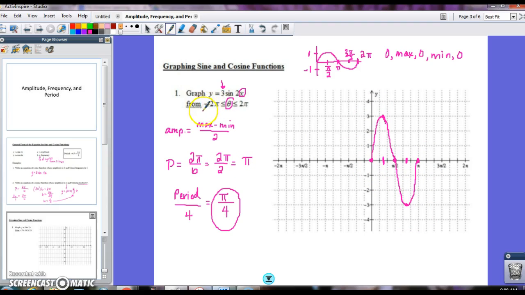If I'm graphing from -2 pi to 2 pi, I just need to continue that all the way through to 2 pi and then all the way down to -2 pi. So again, I'm going in intervals of pi over 4. So I need there, there, there, and there. So I'm back at 0. So I have 0 and then my max. And then I'm back at 0, and then I go down to my min, and then I go back to 0.